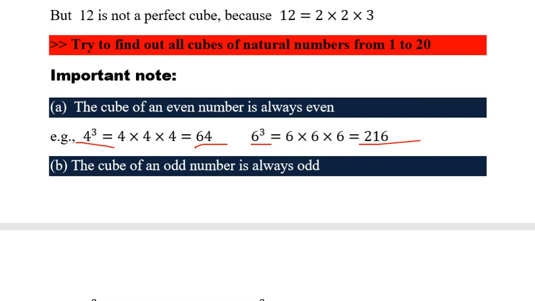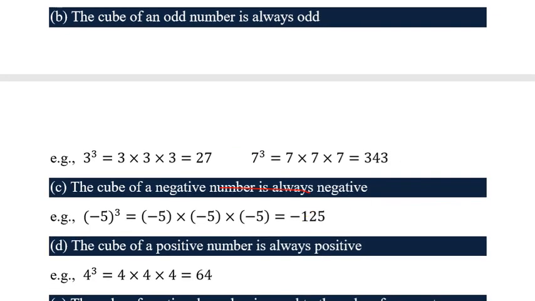Next, the cube of an odd number is always an odd number. For example, you can see here the cube of an odd number. 3 cubed, 3 is an odd number. Similarly, 7 cubed, 7 is an odd number. If you find the result, you will get 27, an odd number, and 343, which is also an odd number. So the cube of an odd number is always odd.